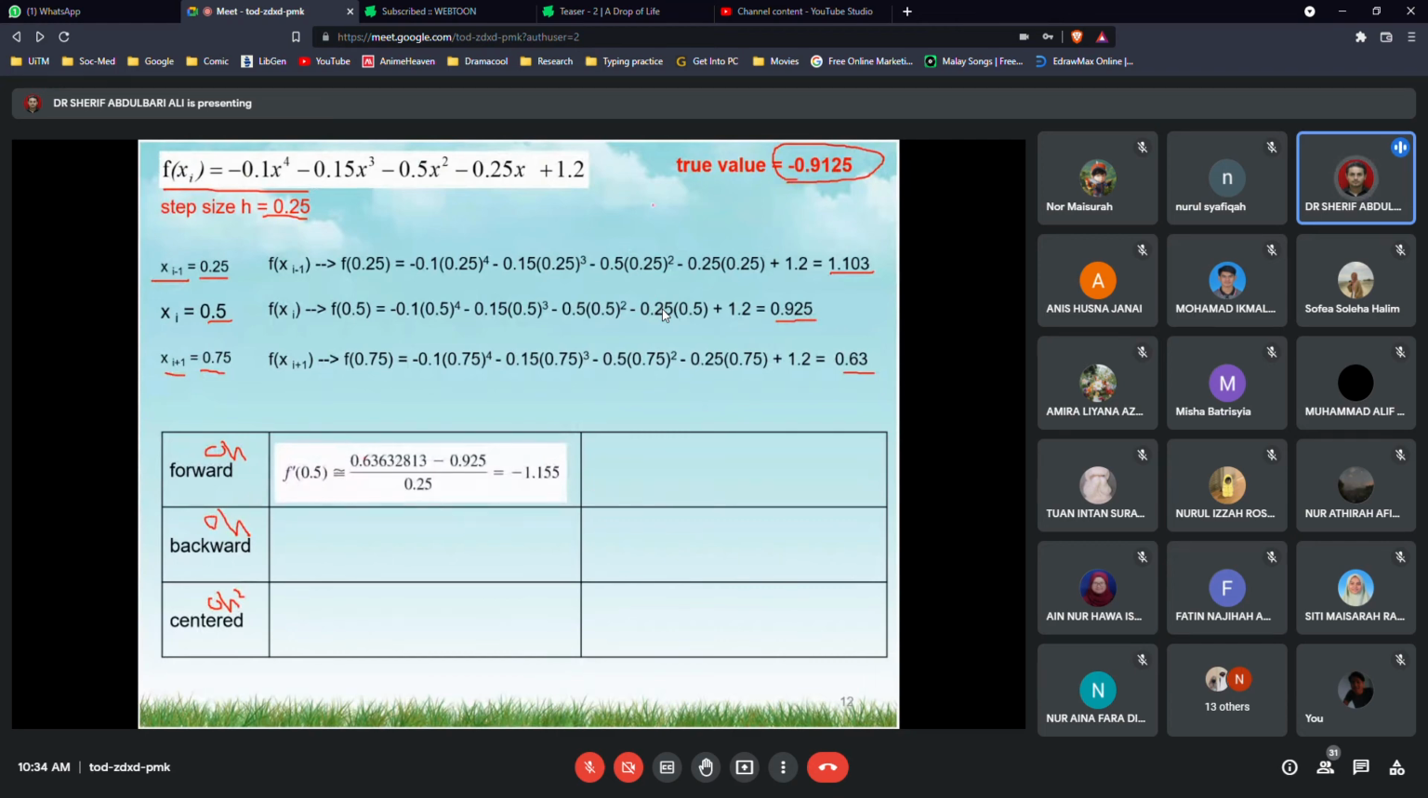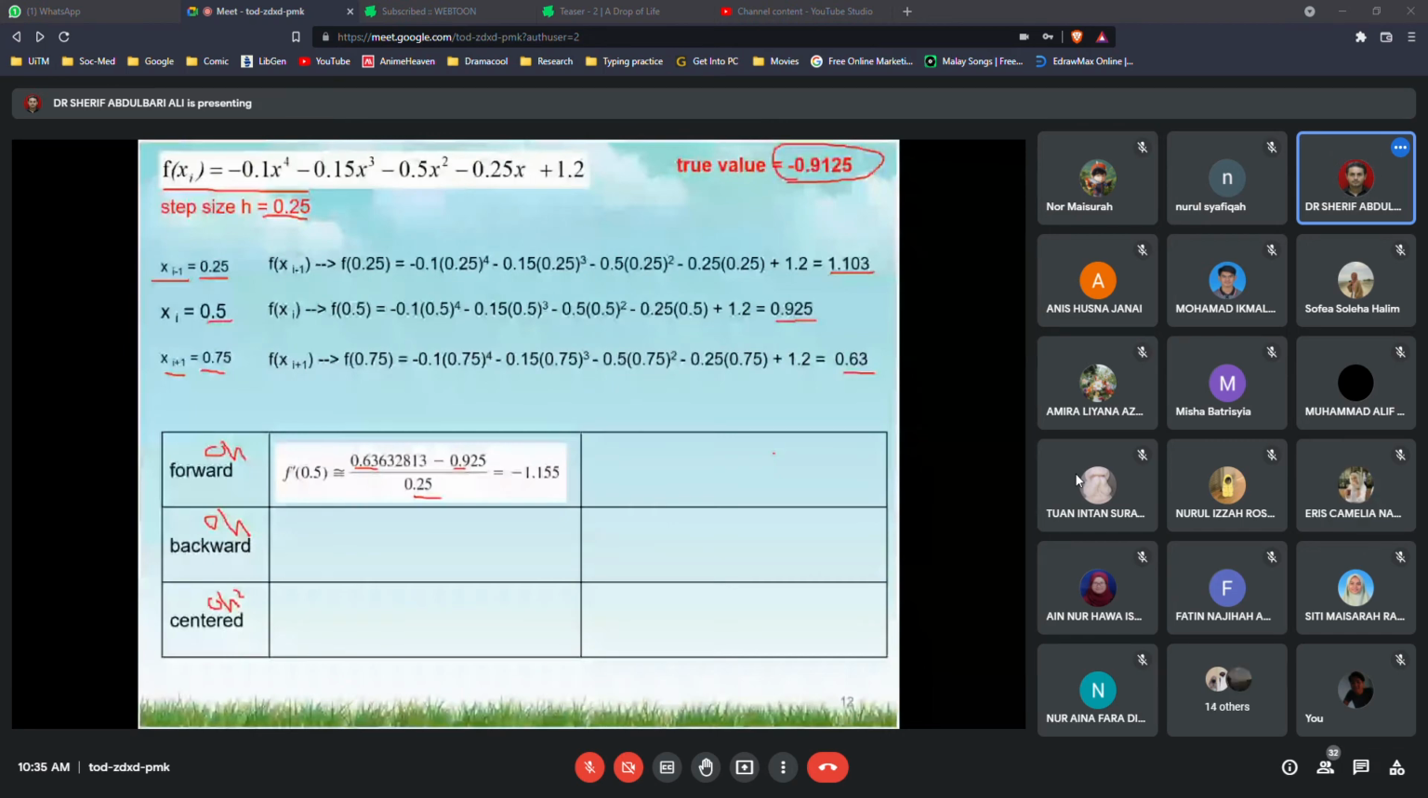For the forward, it is going to be equal to the value of this function minus the value of this function over the step size. So the answer is negative 1.15. It's not even near the true value. When you calculate the error, it's 26.5. Now let's go for the backward. It's going to be 0.925 minus 1.103 over the step size. So I get the answer negative 0.7. It's not near the true value, so the error is 21.7.